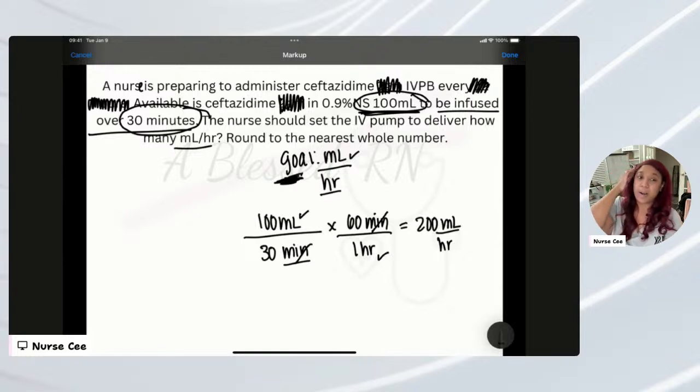Math does not need to be your downfall because as you see, I just did one little set of math at the end. I set up an equation and I'm just putting together puzzle pieces. And this is called dimensional analysis.